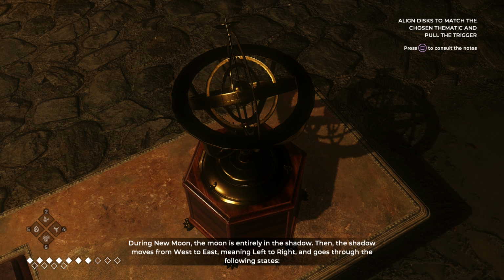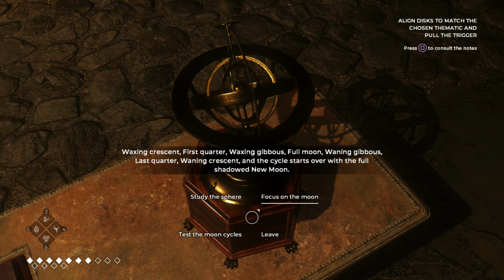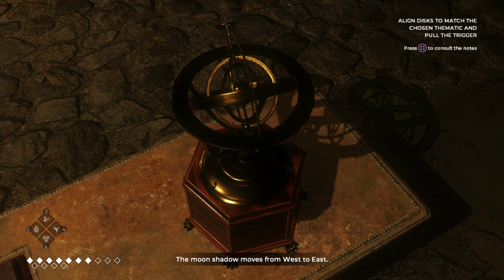During new moon, the moon is entirely in the shadow. Then, the shadow moves from west to east. Yeah, because the other one they go left to right, clockwise, and it starts with the following states. Waxing crescent, first quarter, waxing gibbous. Yeah, see, this is going the full other way around, waning gibbous, but that's fine. Last quarter, waning crescent, and the cycle starts over with the full shadowed new moon. Okay. The moon shadow moves from west to east.